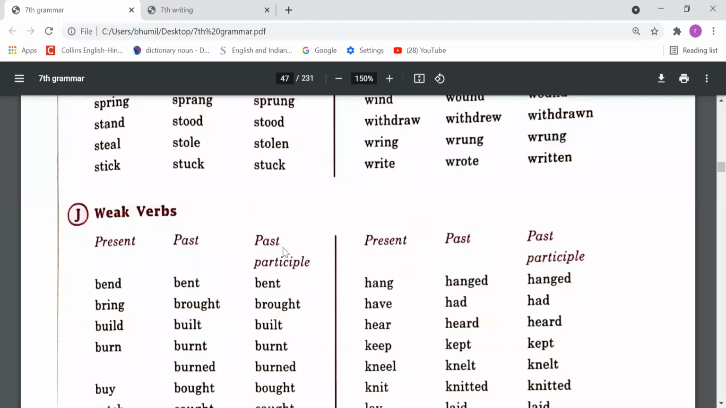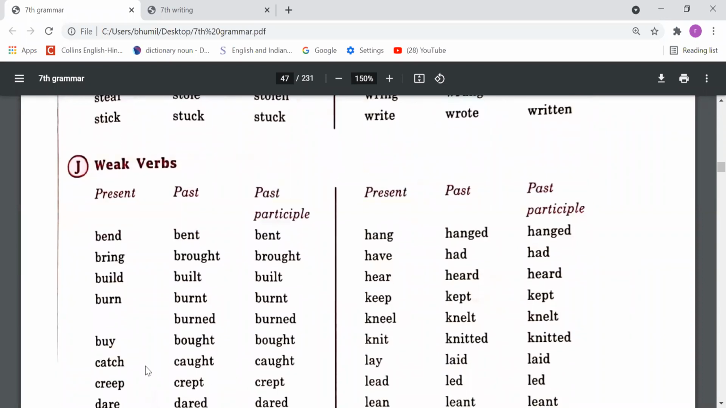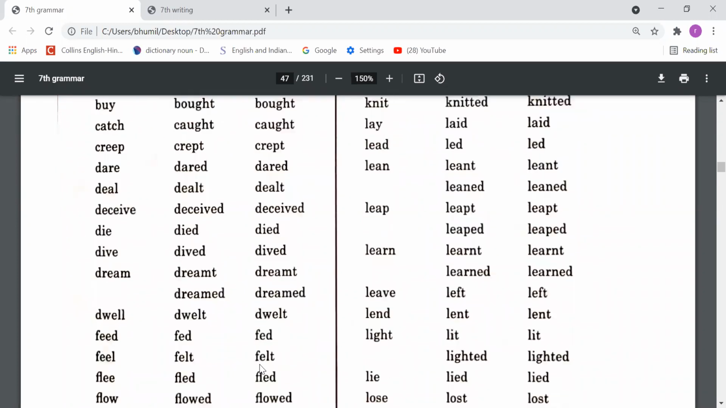Some weak verbs are also written here, like bend, bent, bent; bring, brought, brought; build, built, built; burn, burnt or burned, to burn; buy, bought, to purchase; catch, caught, to catch. So all these verbs, dear students, you have to learn. Okay.